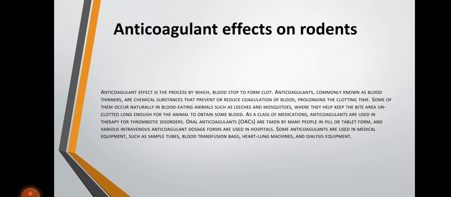So today my topic of presentation is anticoagulant effect on rodents. The anticoagulant effect is a process by which blood stops clotting. This is a process in which bleeding is inhibited, either internal bleeding or external bleeding. The process of bleeding is inhibited by the anticoagulant effect of several drugs.